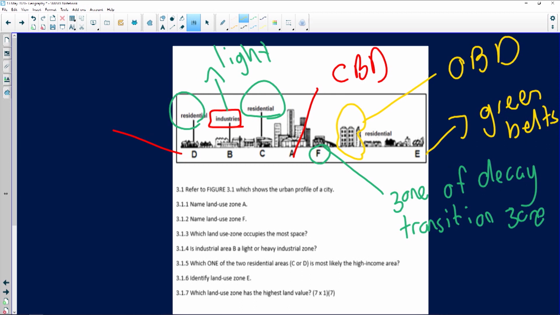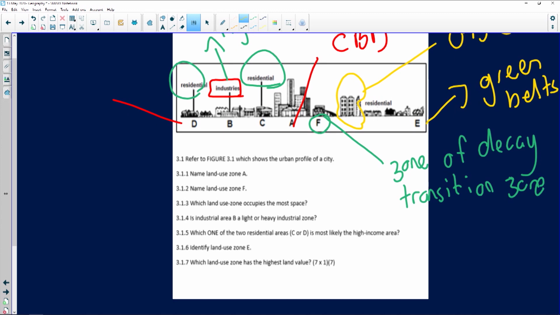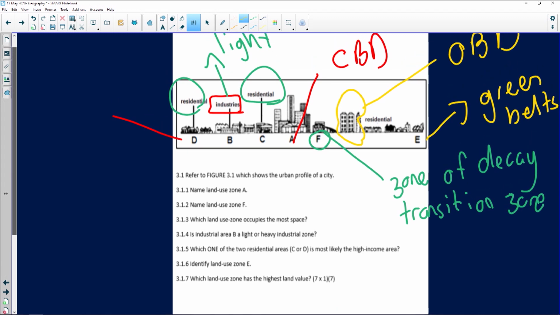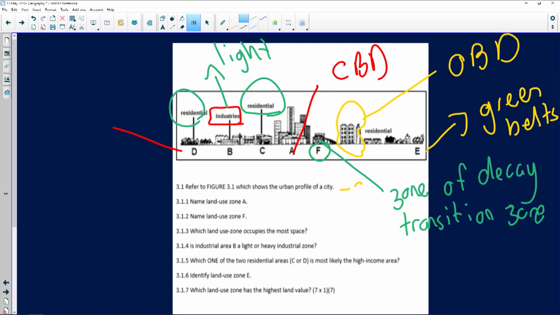What is the rural urban fringe? It's a transition zone from the urban areas to the rural areas. It's usually a buffer zone. What's a buffer zone? It's an area that separates two different areas, or it can be a green belt area that might be used for recreational purposes. Now, if we quickly have a look at the questions being asked on the diagram. Name the land use zone A. Tallest buildings, usually the most accessible area in a city, and I hope you agree, we can confirm it's the CBD.